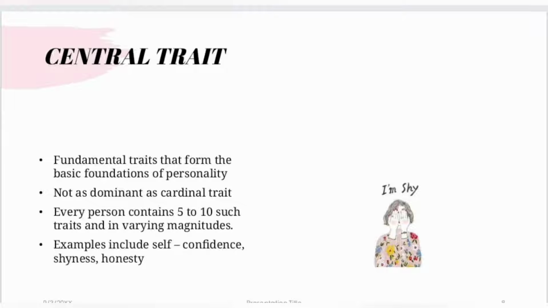Central traits. Now, central traits are fundamental traits that form the basic foundations of personality. They are important, but they are not as dominant as cardinal traits. According to Allport, every person contains 5 to 10 such traits, and these are present in people in varying magnitudes, and therefore their personalities are all different from one another. Their personalities are therefore unique. Examples are self-confidence, shyness, honesty, etc. So 5 or 10 of these types of traits can be used to describe a person, and they are present in different people at different magnitudes.